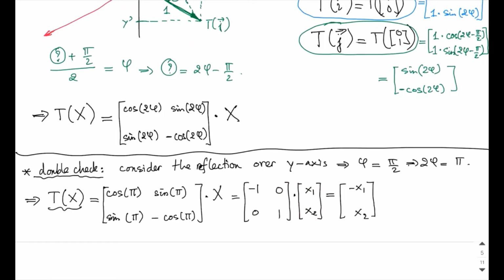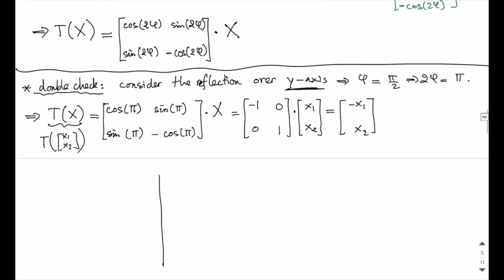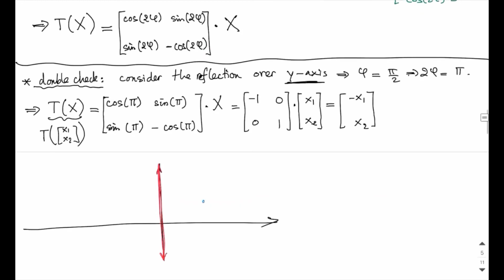So remember, this is the same as you write T of x1, x2. And T is the reflection across the y-axis. Well, is this true? All right, so let's consider this. Now the reflection is across the line here. Now if you were going to consider the reflection of a vector on the tip of the vector here, x1, x2, this is your vector capital X. This is going to be T of capital X.